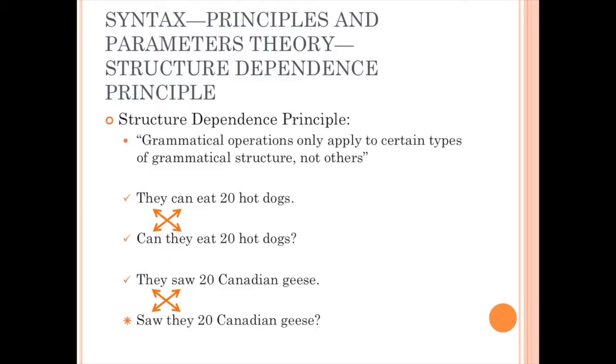We can turn the sentence, "They can eat 20 hot dogs," into a question, for example by moving the second word to the front. Can they eat 20 hot dogs? We can't do the same thing with the sentence, "They saw 20 Canadian geese." We can't move the second word to the front and have it read, "Saw they 20 Canadian geese?" That's not grammatical in English.